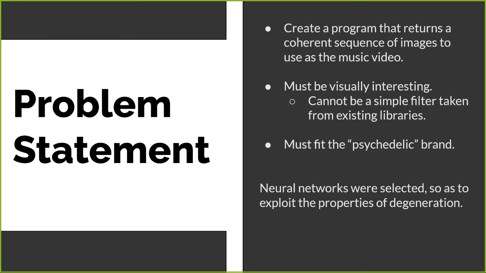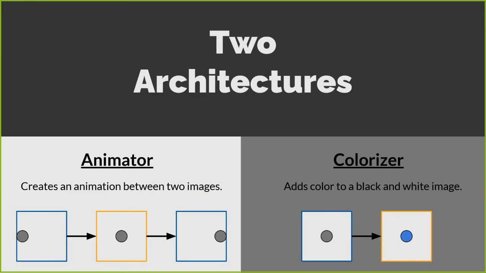And this unique look must fit the psychedelic brand that the Children of Indigo use. And as such, neural networks were selected so that we could exploit these properties of degeneration. So I came up with two basic architectures, or neural networks, to handle this process. The first was an animator.